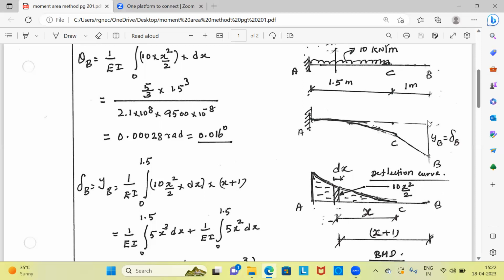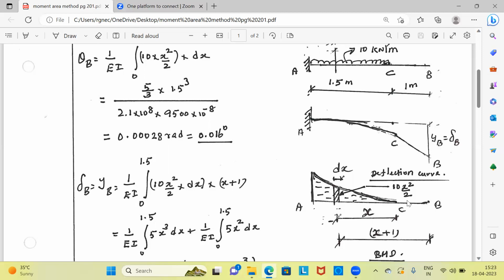It is drawn from point A. The vertical intercept is dropped from point B. The vertical intercept YB happens to be equal to delta B. If you calculate YB, then you have to calculate the moment of the area of the bending moment diagram between B and A. Moment means the bending moment diagram into the distance. Distance should be measured with respect to the point where you want the vertical intercept. Here you want the vertical intercept at point B. Therefore, you have to take the moment of the bending moment diagram about the point B.